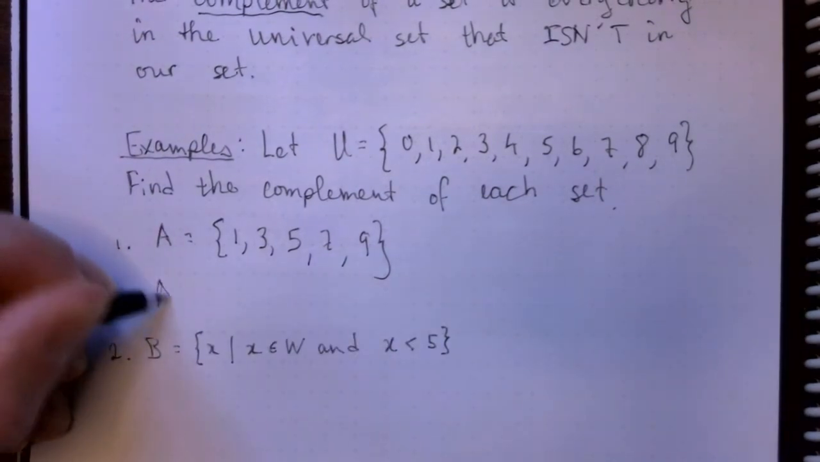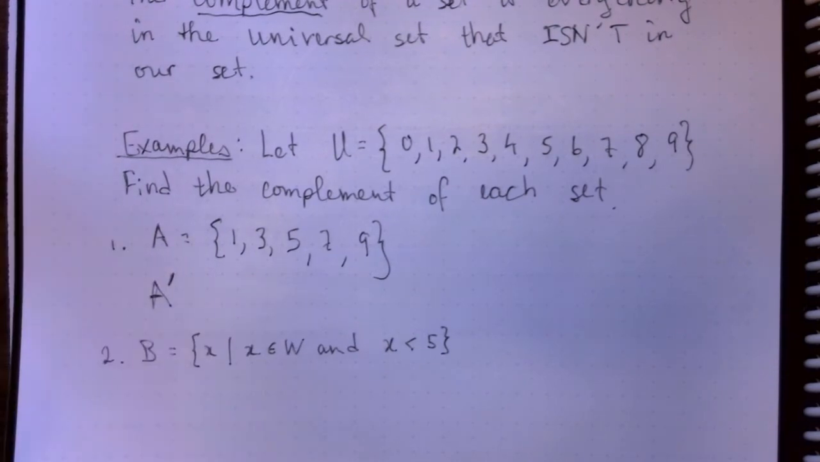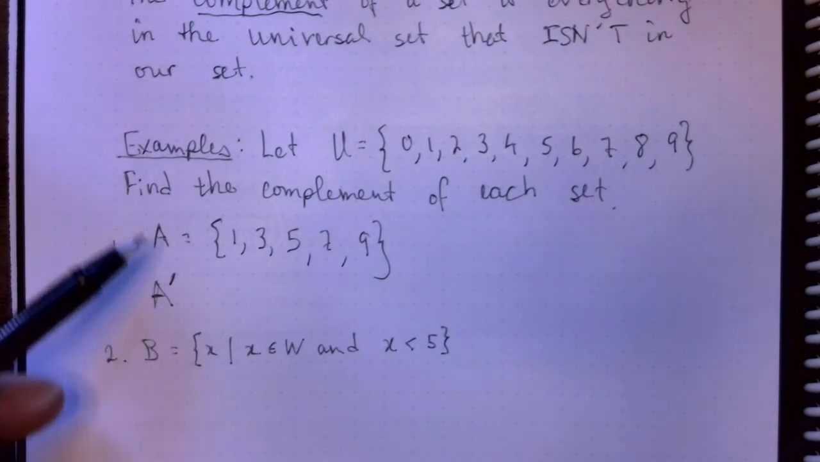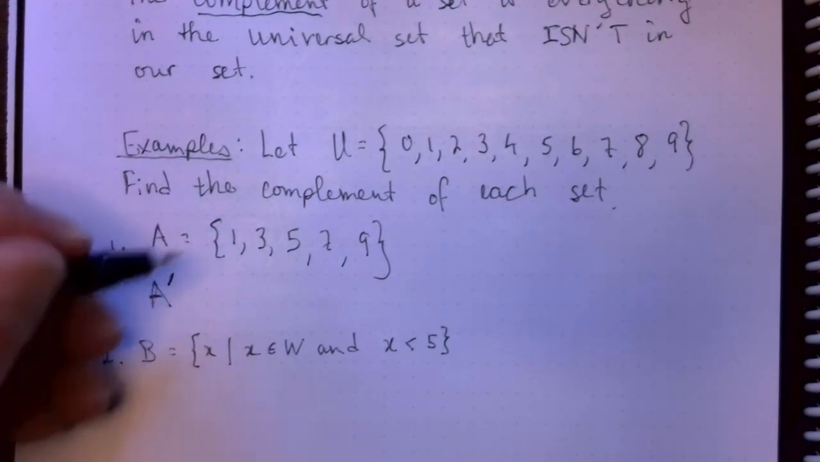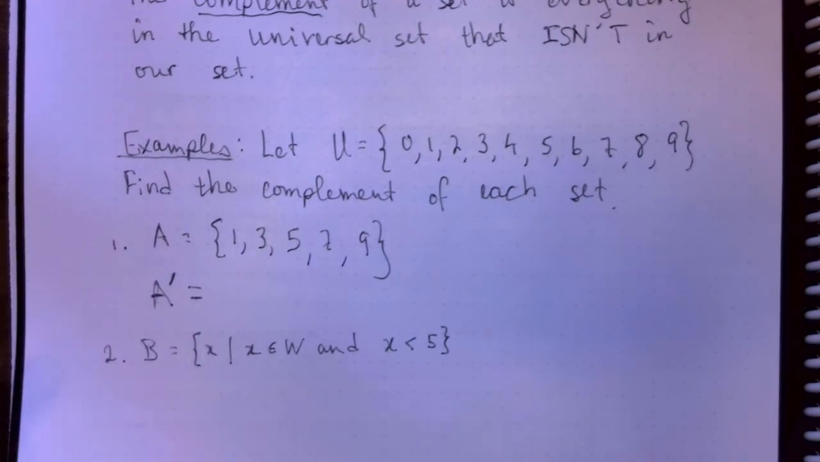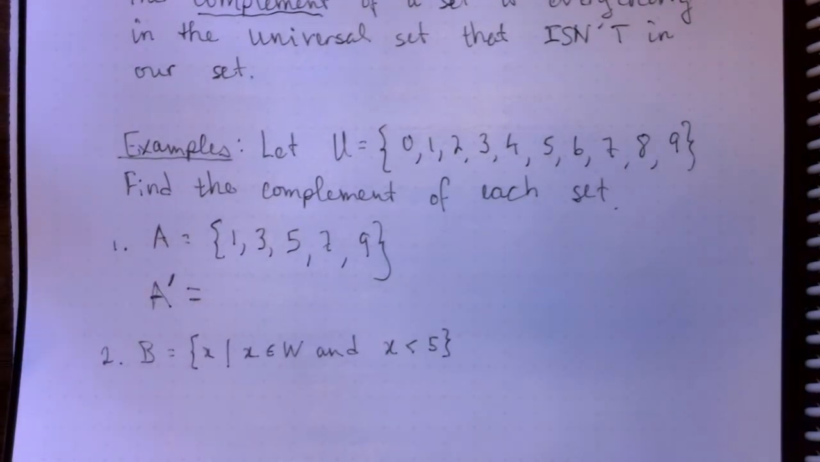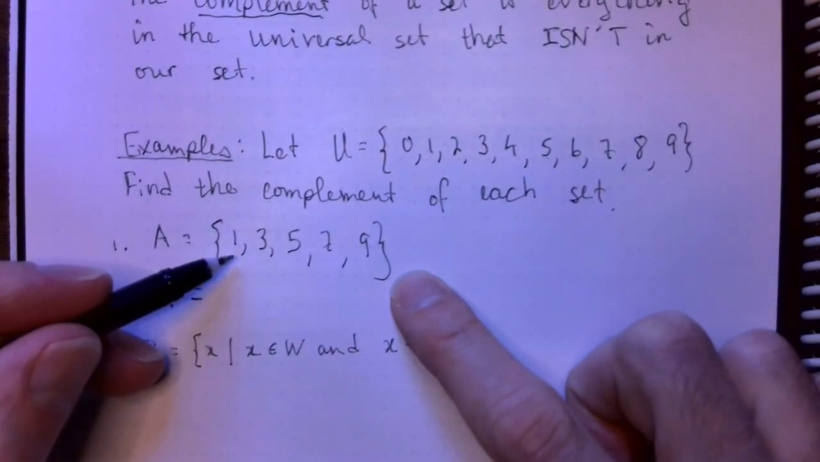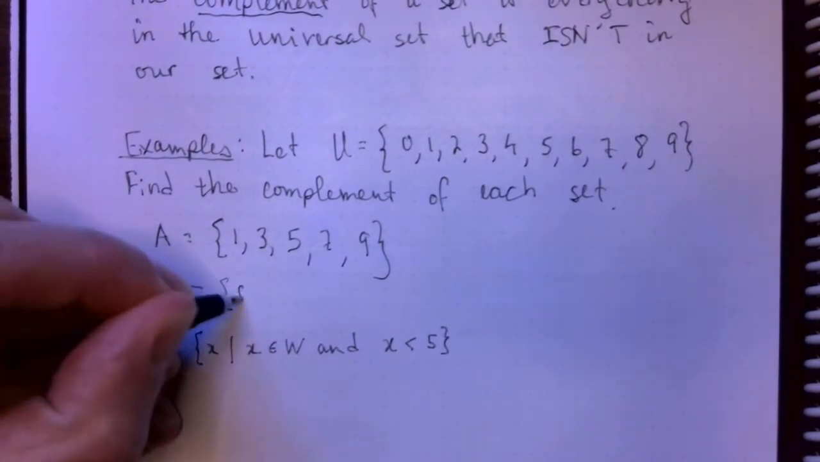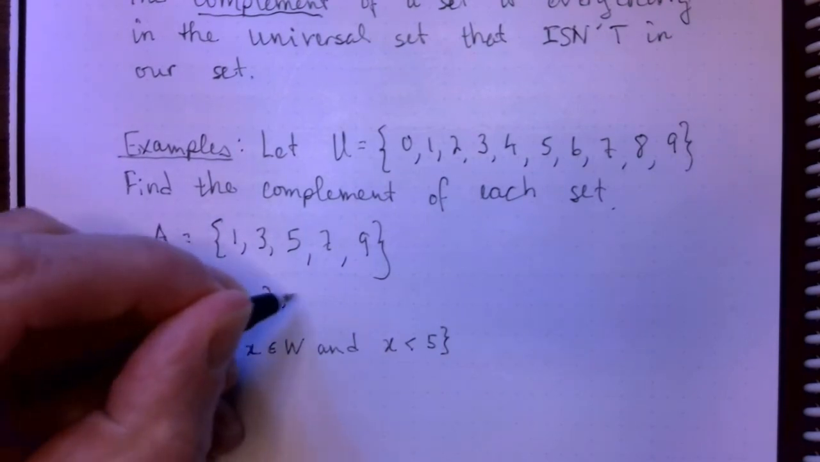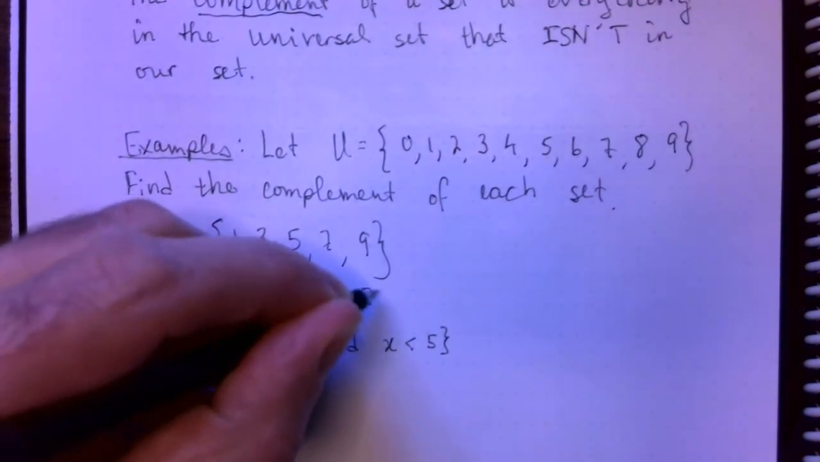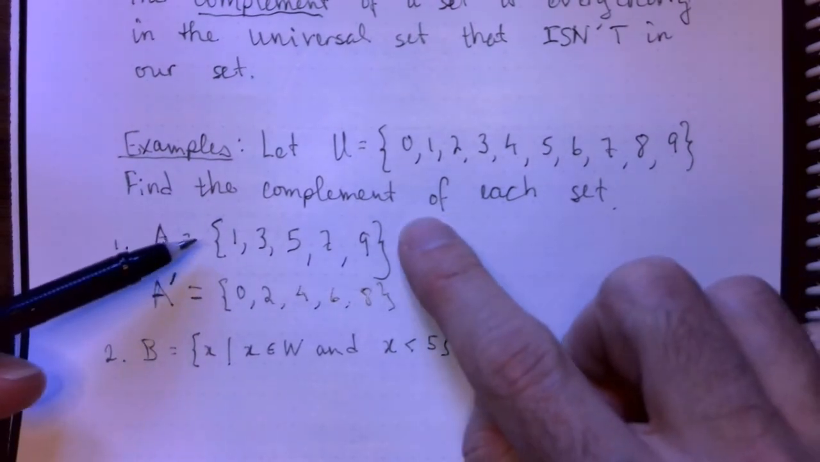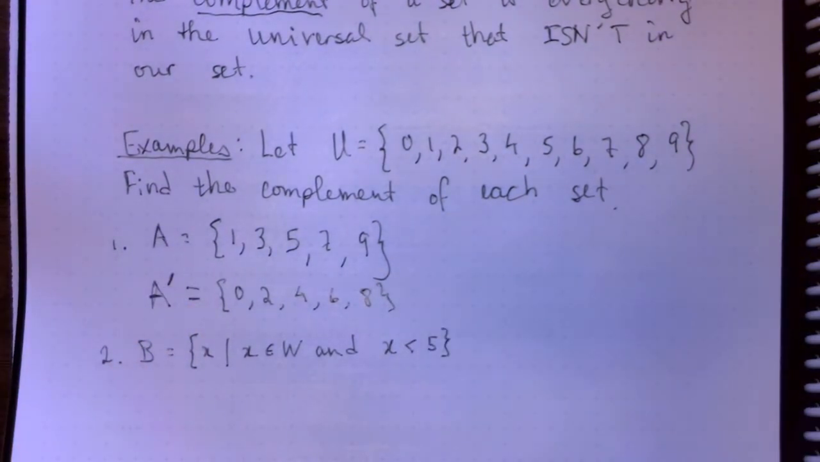So A complement. We have a shorthand notation for A complement: we just put that little prime by the letter. So that's the set A, this is A complement. We want everything in the universal set that isn't in the set A. A contains the odds, so A complement would contain the evens, 0, 2, 4, 6, and 8. So that's A, and that's A complement. I would also note that if you take a set together with its complement, you get the universal set.